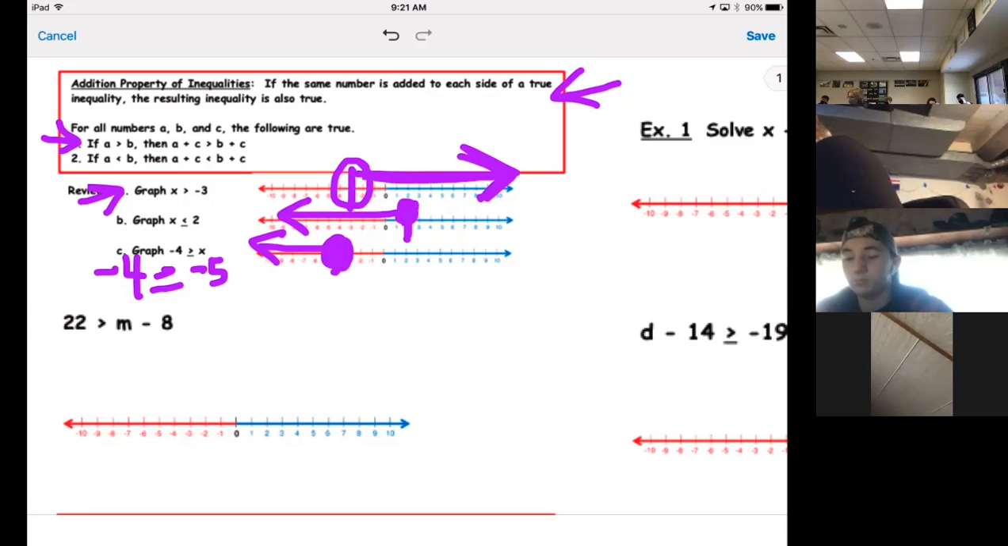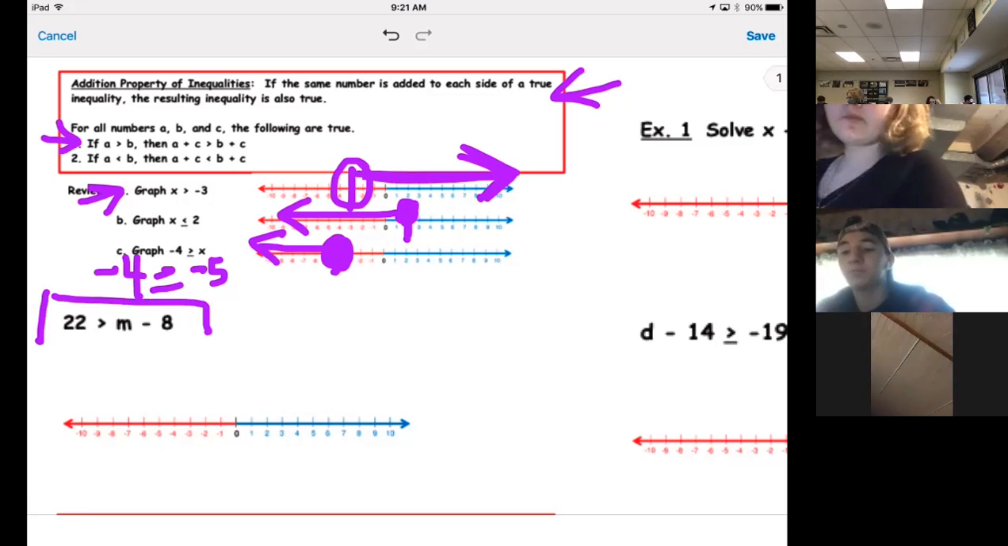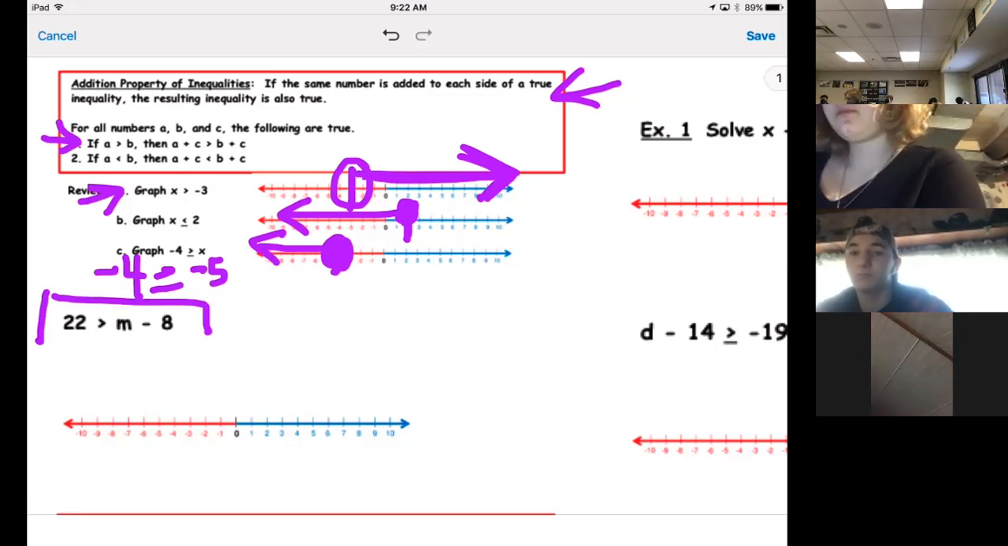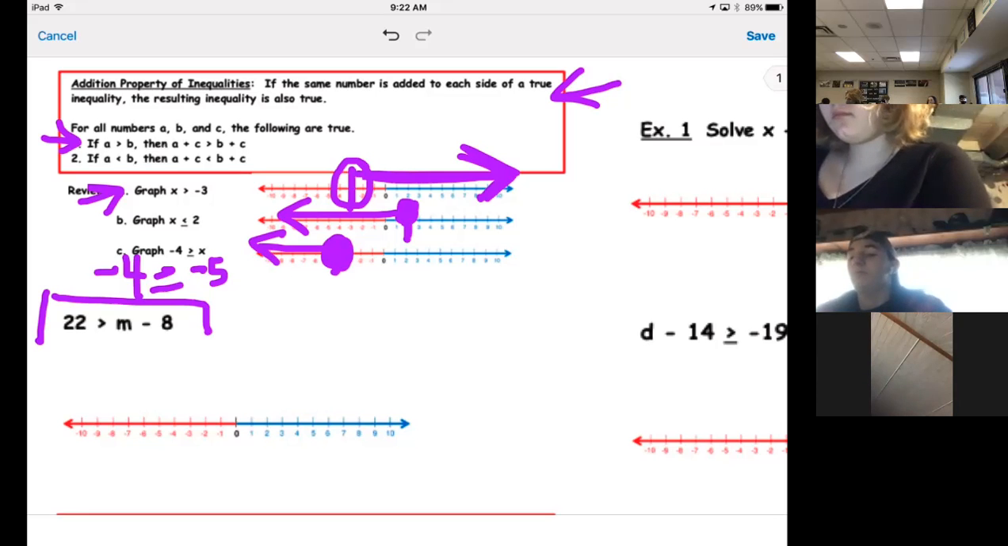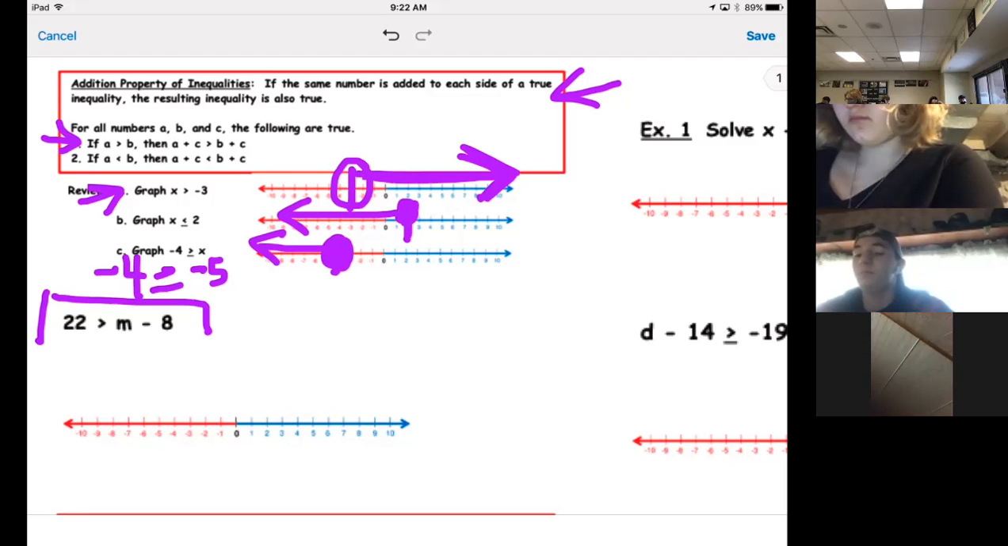All right, so let's take a look at this problem right here. We have 22 is greater than m minus 8. Guess what? Our goal is still the same as it was when it was an equation. So our goal is to get m by itself. Well, m is connected to the 8. I have to get rid of the 8. How is the 8 connected? What operation? Subtraction. And so to get rid of it, we have to do the opposite, inverse operation, which is addition. So we're going to add 8.